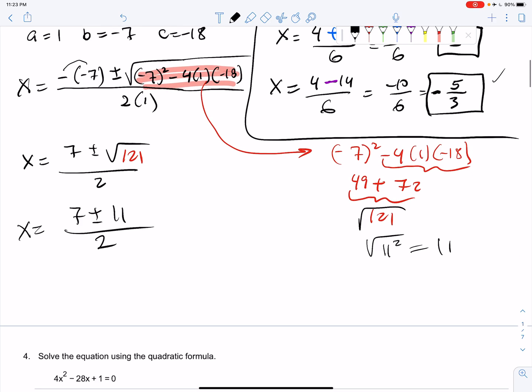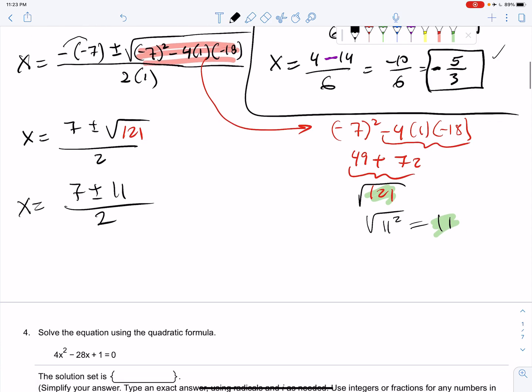Once again, I don't see any square roots of 3's or radicands that don't simplify down, that are not perfect squares, right? It was nice because we had this perfect square, which just turned into a rational number. And so therefore, our answers are very nice, which means we could have factored it. Let's finish this thing off.